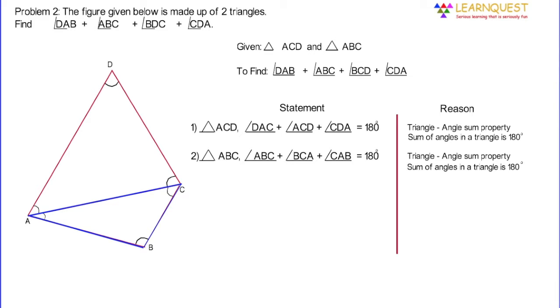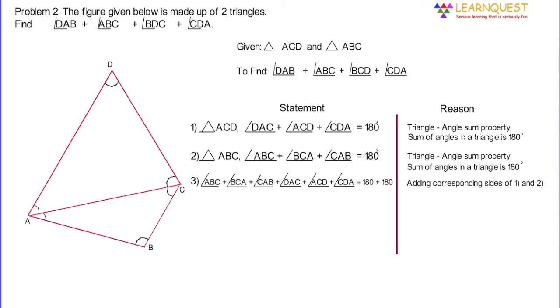Now, suppose we add the angles in statement 1 and 2. That is, we add the left hand side of both these statements and the right hand side of both these statements. Then we will get the sum of all the angles. We will get angle ABC plus angle BCA plus angle CAB plus angle DAC plus angle ACD plus angle CDA, and that should be equal to 180 plus 180. The reason is we have just added the corresponding sides of statements 1 and 2. So now we have got a sum of all angles.